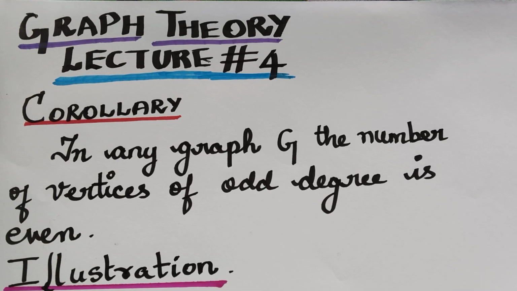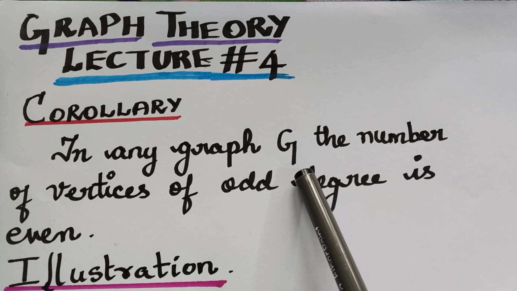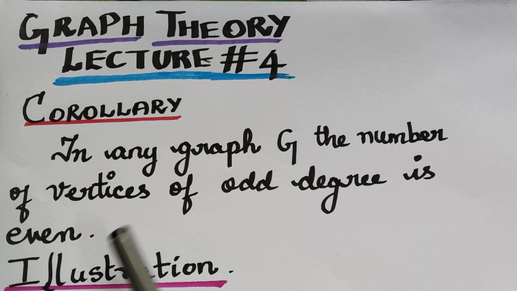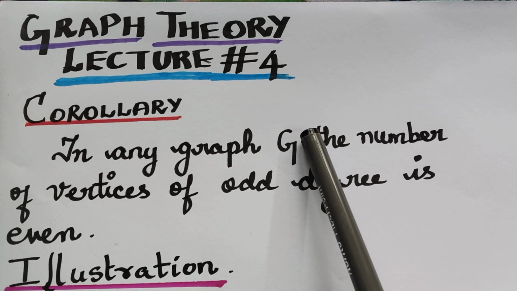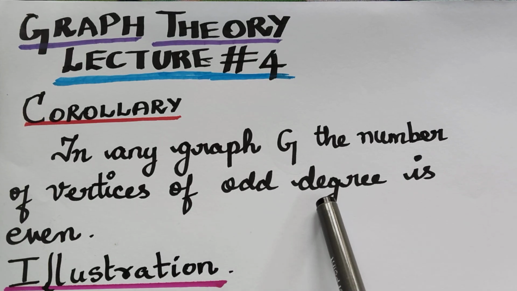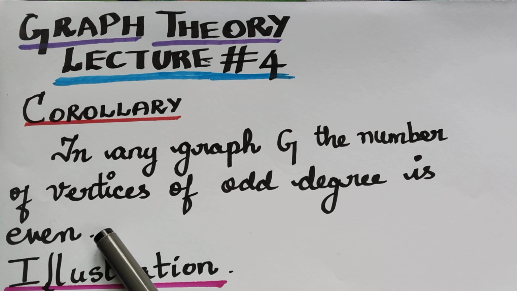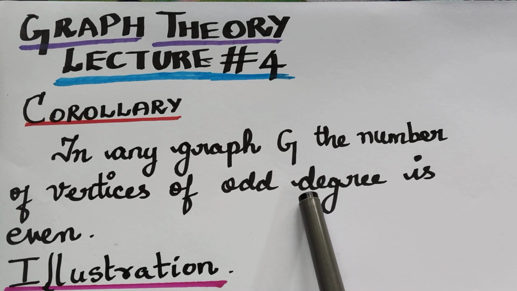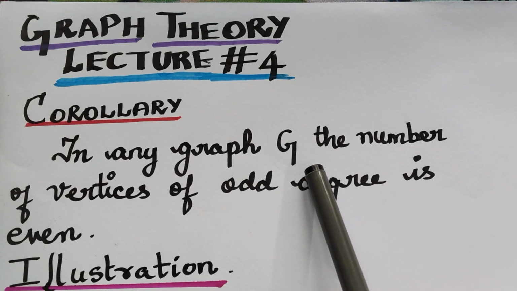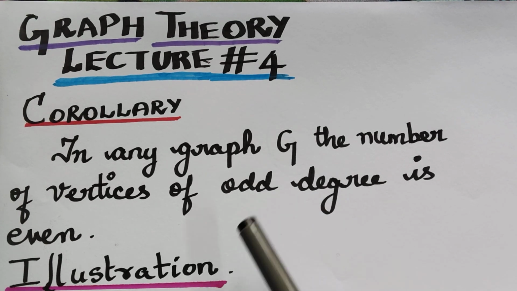The corollary says that in any graph G, the number of vertices of odd degree is even. So if we consider a graph G and the vertices which have only odd degree, then the number of vertices of odd degree will be even. So let us prove this corollary. Before proving this corollary theoretically, let us see the illustration of this corollary with the help of a few graphs.